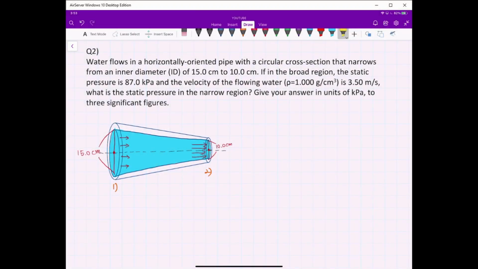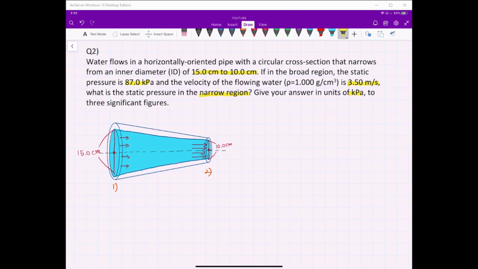Looking at the question in detail, water flows in the horizontally oriented pipe that has an inner diameter of 15 centimeter and narrowed down to 10 centimeter, as you can see from the circular cross-section of the pipe. When the broad region has static pressure of 87 kilopascal with the velocity of 3.50 meter per second, what is the static pressure in the narrow region in kilopascal?